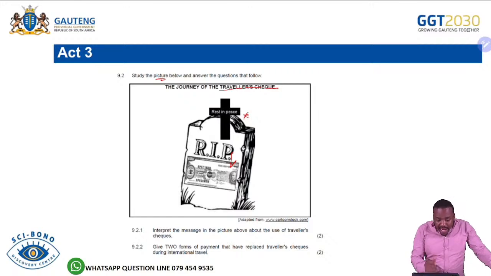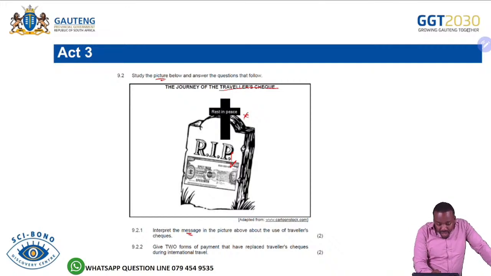Then point 2 point. Interpret the message in the picture above about the use of traveler's check. So what are we saying? It has been discontinued, right? In most countries, or it is not easily acceptable in most countries. Then you get your 2 marks.